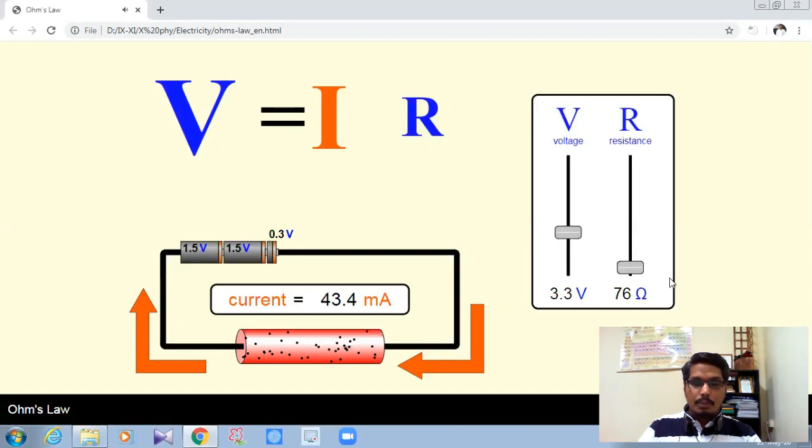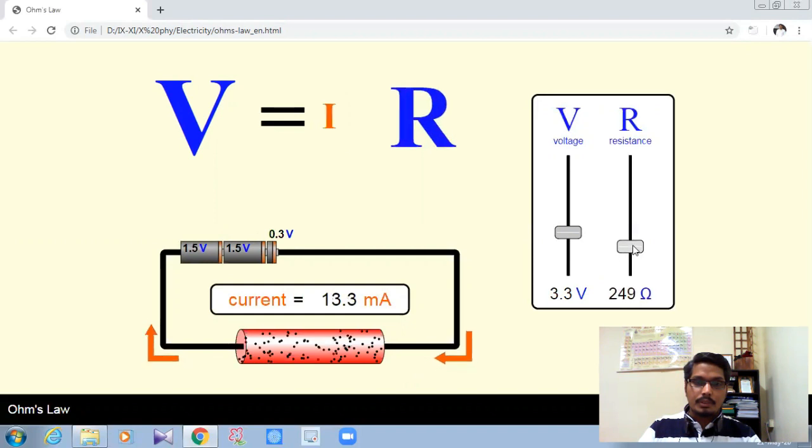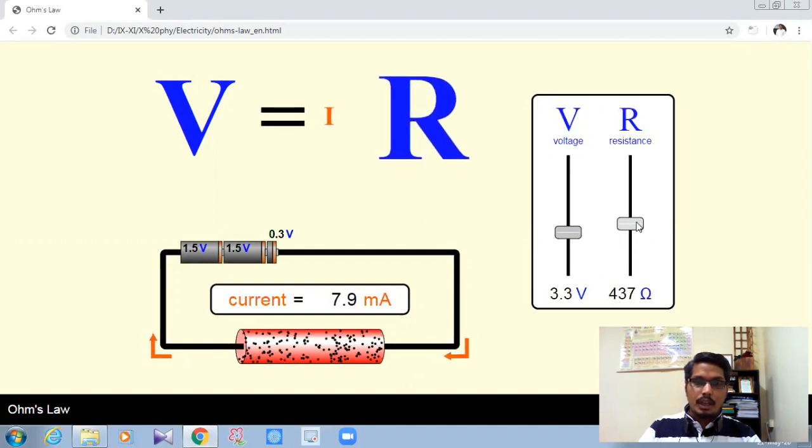Now let us see what is the relationship between the current and resistance. When you are increasing the resistance of the circuit without changing the potential difference, you can see a decrease in the current. Now the letter R is increasing, so the letter I, which corresponds to the current, is decreasing.